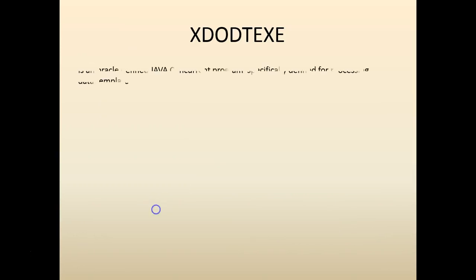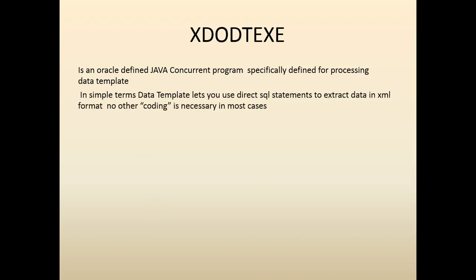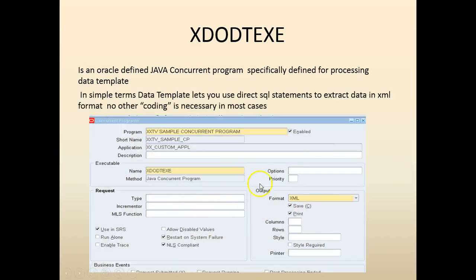If you're using XDOTEXE, as I mentioned before, it's a Java concurrent program specifically designed for processing data templates. So when you use XDOTEXE, you don't have to specify an executable. You would be directly using that XDOTEXE within the concurrent program definition executable.